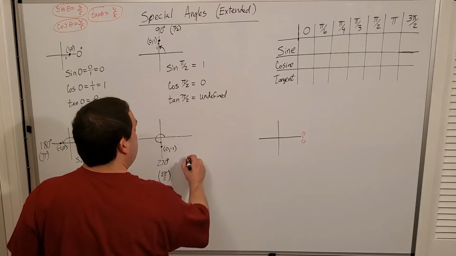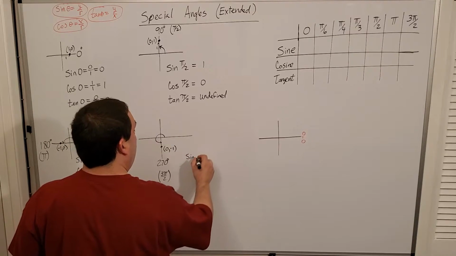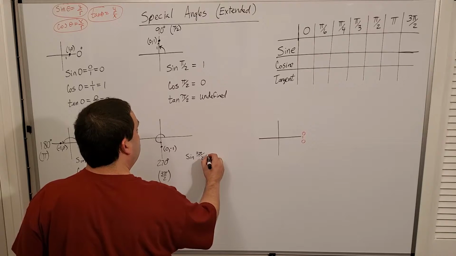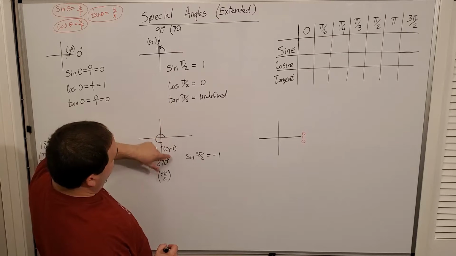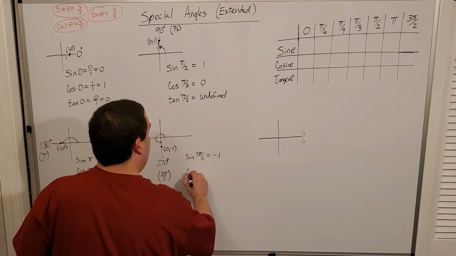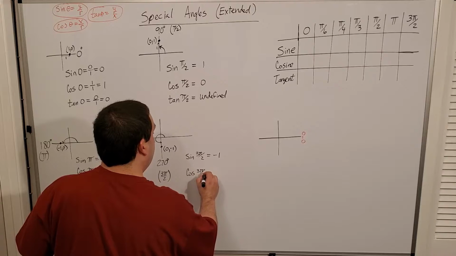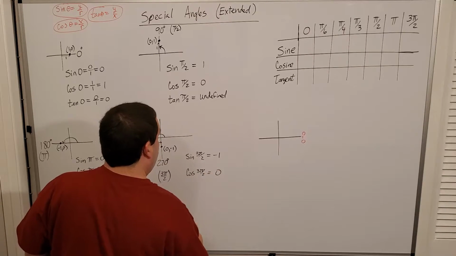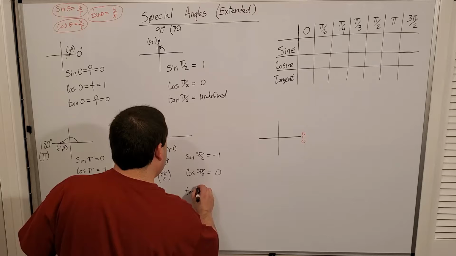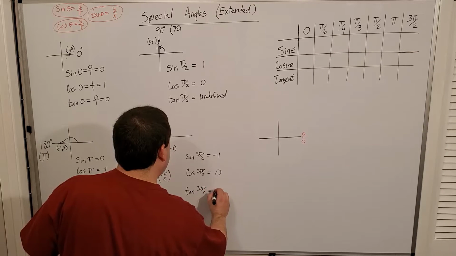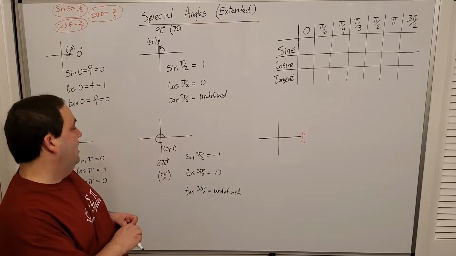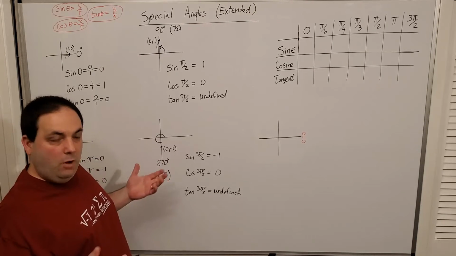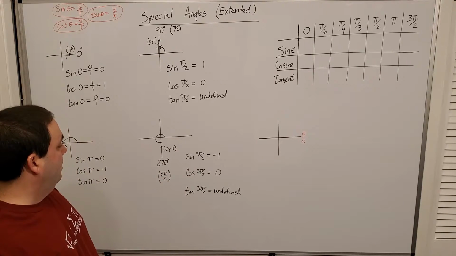Okay, so then the sine of 3 pi over 2 radians is negative 1, right? Same pattern here, but it's just in the negative direction. The cosine of 3 pi over 2 is then equal to 0. And the tangent of 3 pi over 2 is undefined. Because yet again, you have a division by 0. Y divided by x is negative 1 divided by 0. So you get your undefined tangent value there.